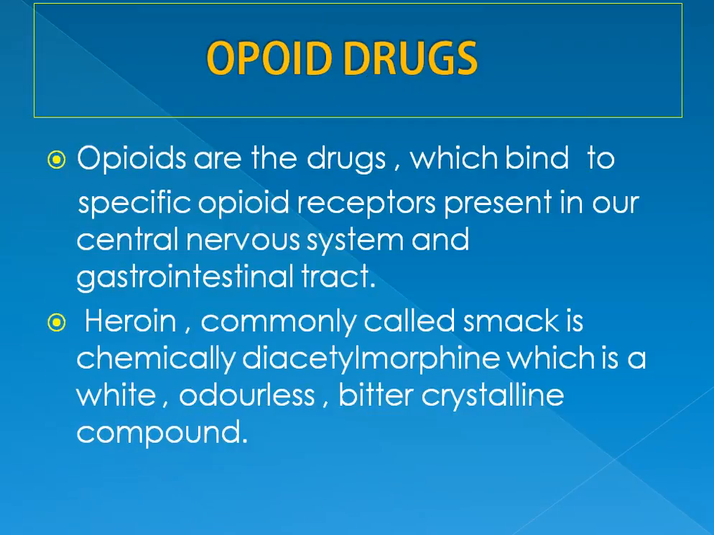Second topic is opioid drugs from chapter 8, that is human health and disease. Opioids or opiate drugs bind to specific opioid receptors present in our central nervous system and gastrointestinal tract. Heroin, commonly called smack, is chemically diacetyl morphine, which is a white, odorless, bitter and crystalline compound.